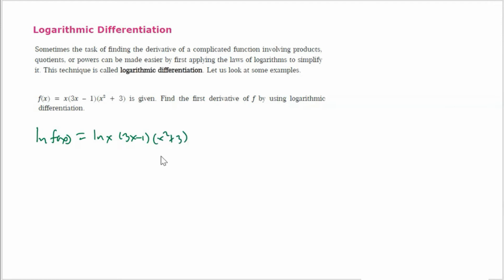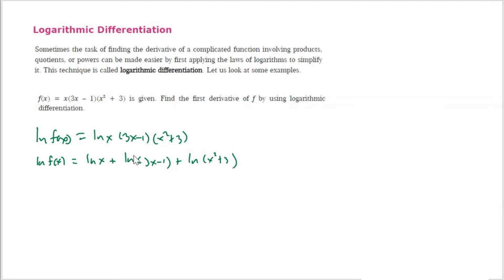Now, as you can see there, I only write ln on both sides of the equation. Now, after that, we are going to expand the right-hand side. So we can write now ln of f of x is equal to ln of x plus ln of 3x minus 1 plus ln of x squared plus 3.